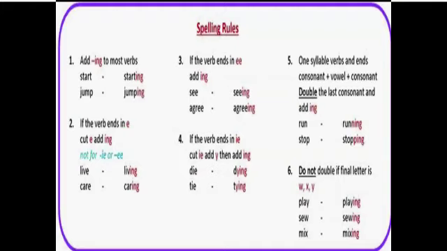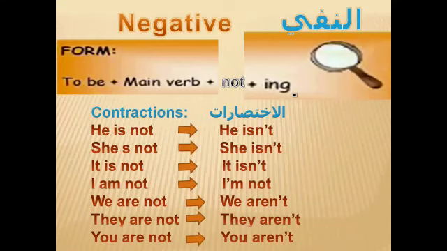Now, we finished talking about the affirmative form, and now we come to the negative form, الوضع النفي. To make negative form in the present continuous tense, we need to use first a subject, then a verb to be, then not, then the main verb plus ing. So it's nearly the same as affirmative sentences, but please add the word not after the verb to be.